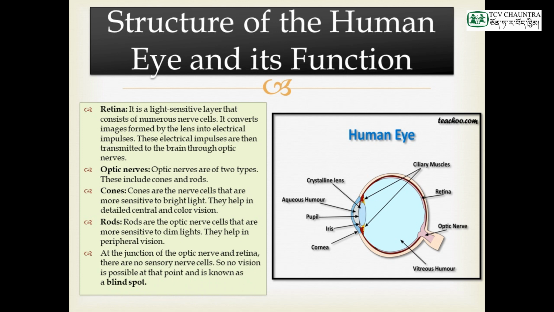Now at the junction of the optic nerve and the retina, at that point, there is no sensory nerve cell. These are the points of the blind spot, in the shadow, so no vision is possible at that point and it is known as a blind spot.